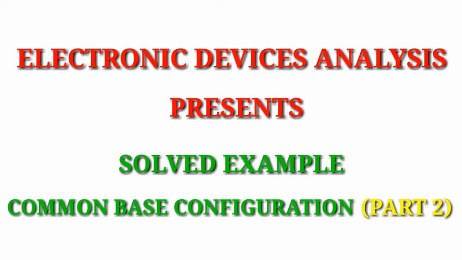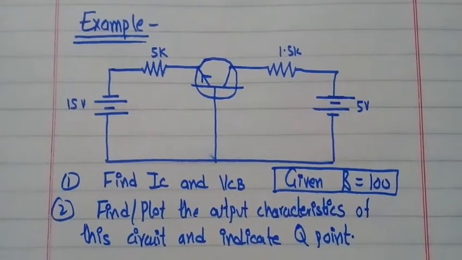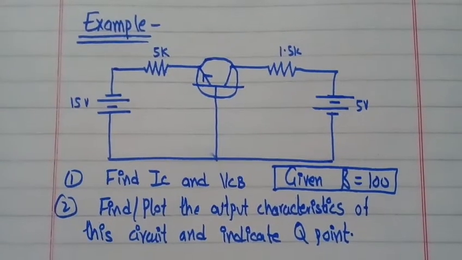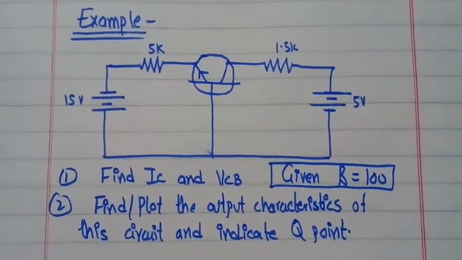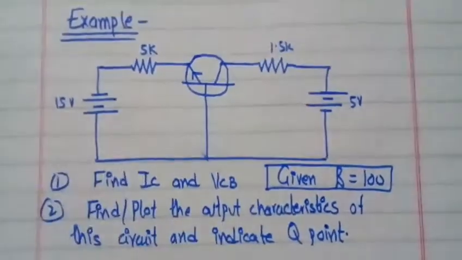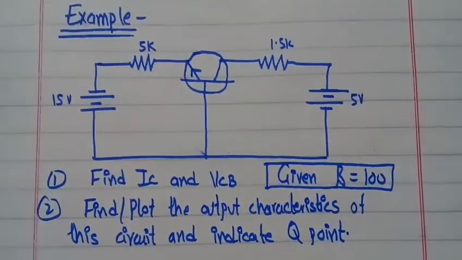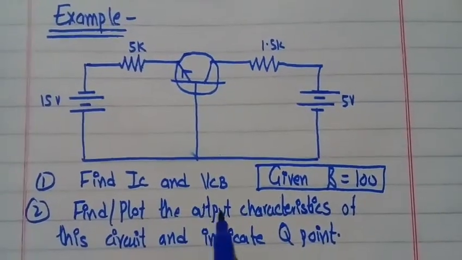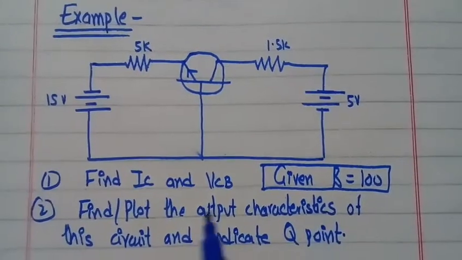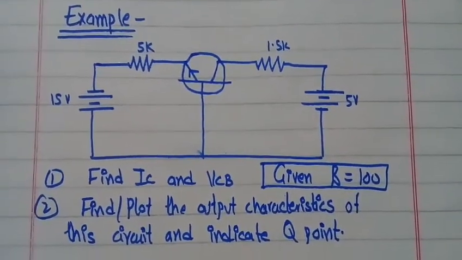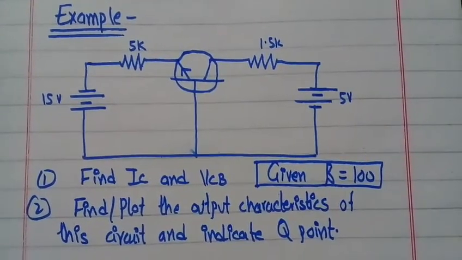So guys, let's start with the example of common base configuration. In today's lecture we will solve this example based on common base configuration, because the base terminal of this transistor is common between the input loop and the output loop. So it will be a common base configuration and we will have to find the collector current IC, the collector base voltage VCB, and then we have to find the output characteristics of this circuit and indicate its Q point. So guys, let's start with the solution of this example.